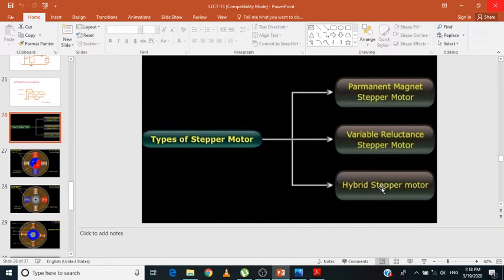One is the AC motors and the next one is the DC motors. The motors which work with the AC power supply are called AC motors, and the motors which work with the DC power supply are called DC motors. The stepper motors come under the DC motors. I'm not going to give an elaborated explanation about the DC motor. We have seen the DC motors during the third semester.